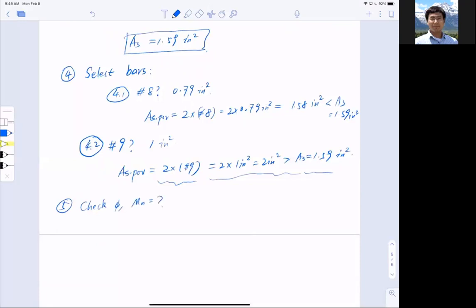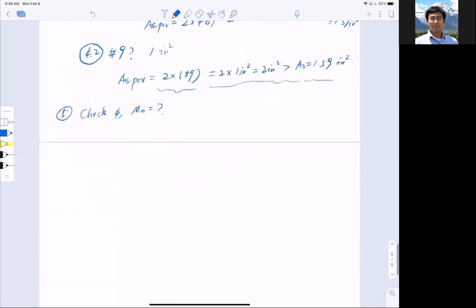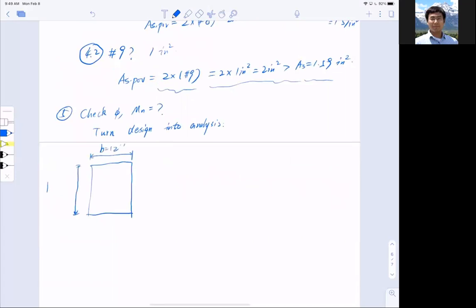What happens now? I turn this design problem into an analysis problem. Why? Because I already provided bars, and I have the geometry that is given, and this b equal to 12 inch, and the height is 24.